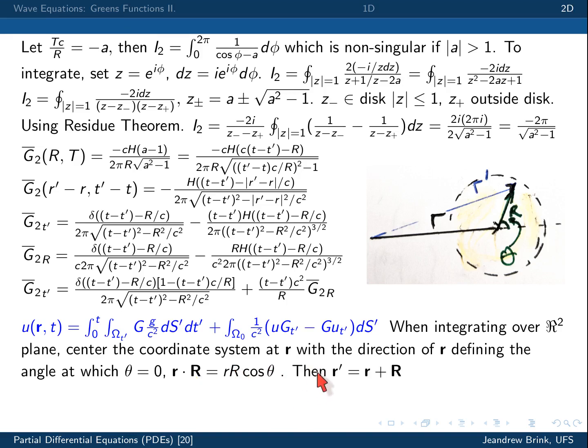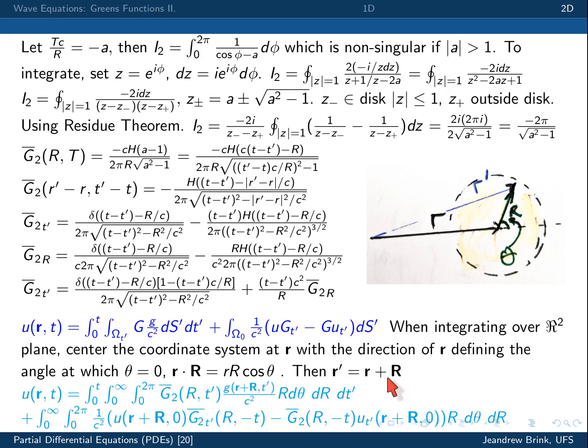Furthermore, we're going to have to evaluate all our functions, in other words this g, and the initial conditions, at the source point, so r prime. The way we're going to express r prime is simply the field point, where we want to know the actual function, plus the point at which we're evaluating when we integrate using the Green's function.